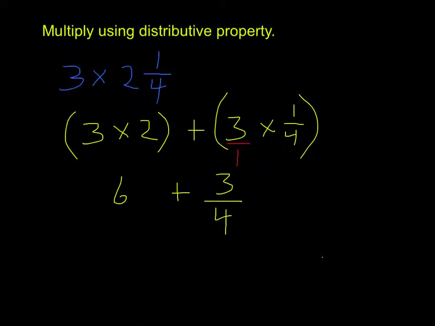Now we have our 6 plus our 3/4 is going to give us 6 and 3/4 as our answer. So this is multiplying a whole number by a mixed number, and our answer here is going to be 6 and 3/4.